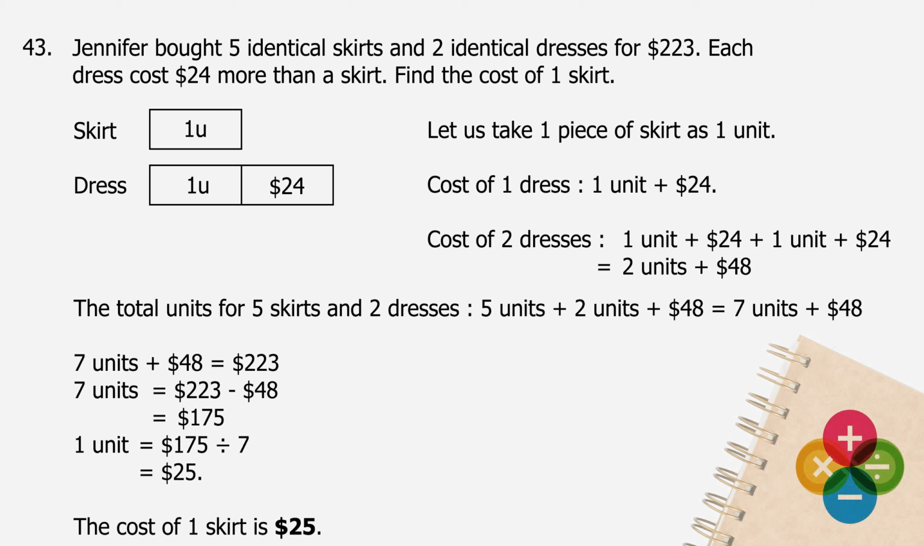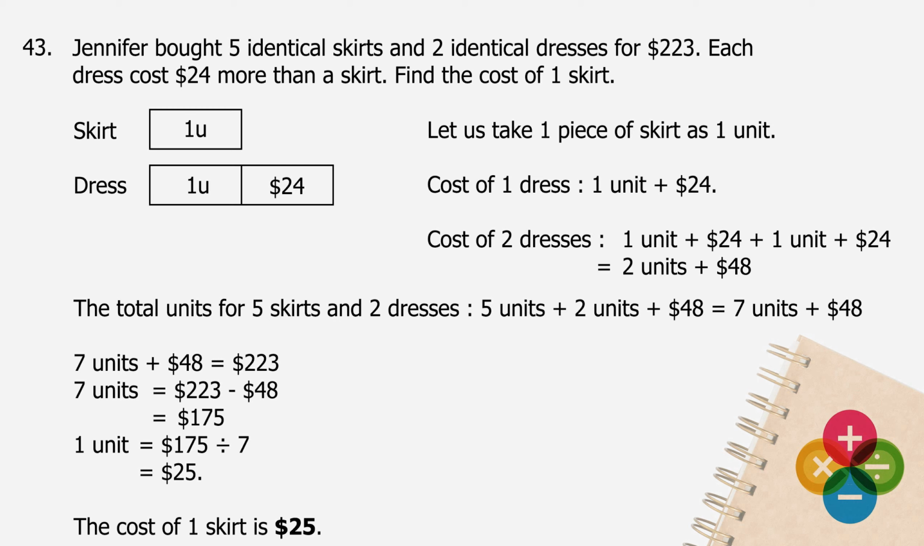Let us take one skirt as 1 unit. The cost of one dress will be 1 unit plus $24. The cost of 2 dresses will be, add 1 unit plus $24 to 1 unit plus $24, and the sum is 2 units plus $48. The total for 5 skirts and 2 dresses will be, add 5 units to 2 units plus $48, and the sum is 7 units plus $48.